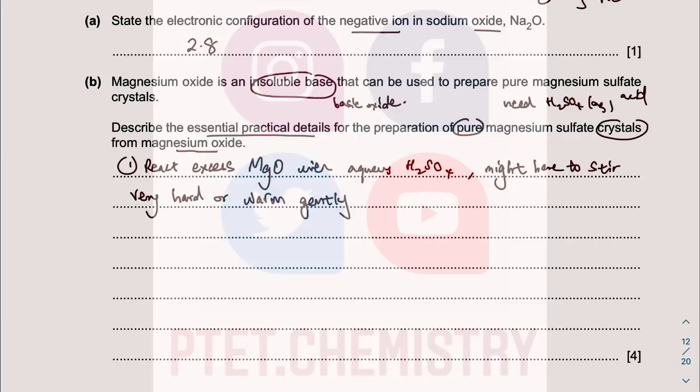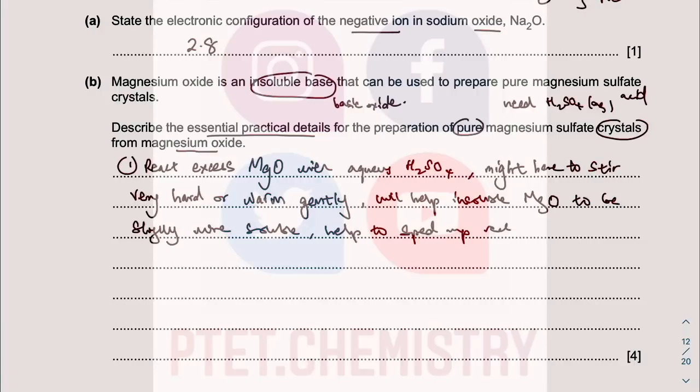It will push the reaction, and help the insoluble MgO to be slightly more soluble. Also, when you warm it, you can speed up the reaction a little bit, okay? But anyway, the key here is not about speed of reaction, it's about how to prepare this thing. Why did we use excess MgO? Because this MgO is very easily removed, and we want all the sulfuric acid to react.